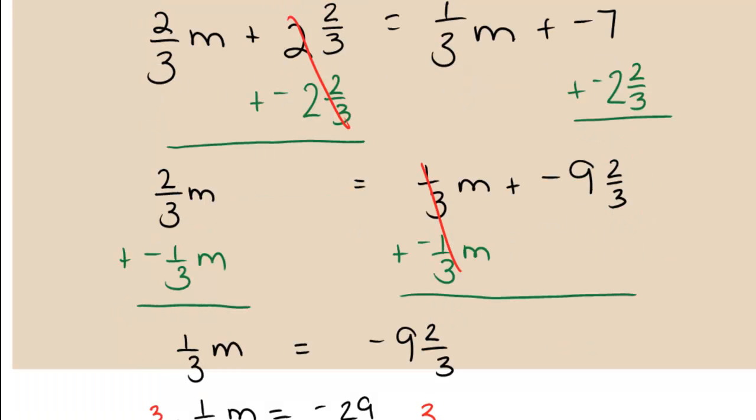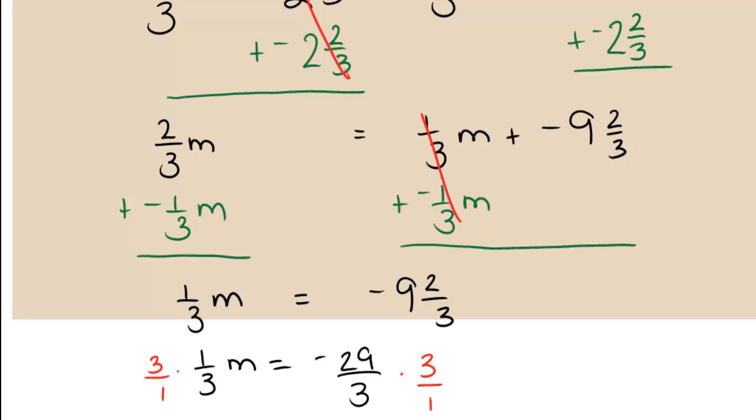We need to change that -9 2/3 into an improper fraction so that we can work with multiplication. So we end up with -29/3. Now we're going to multiply by the reciprocal on both sides, cross-canceling. These 3's on the right-hand side cross-cancel out, and we're left with m equals -29.